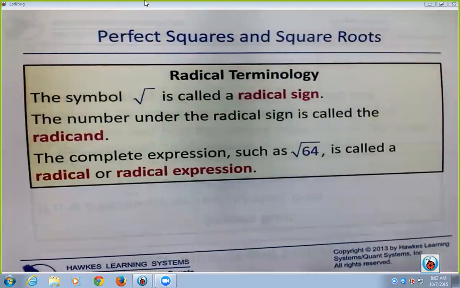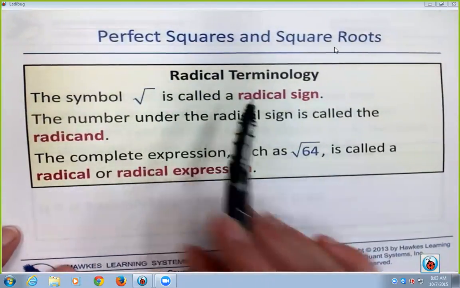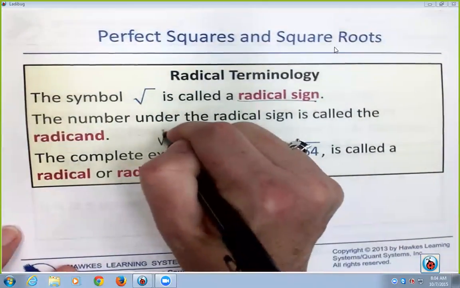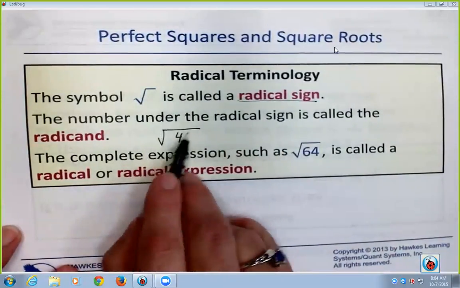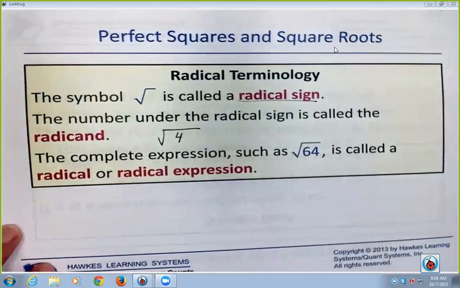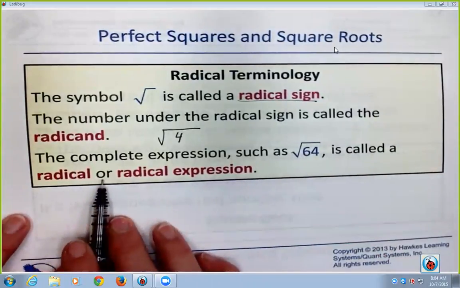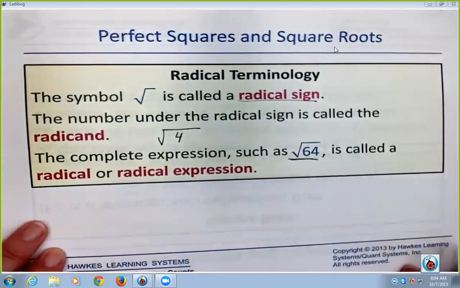So first off, we need some definitions of what our values happen to be and what we're looking at. We have the symbol, which is called the radical sign. The number underneath the radical sign is called the radicand. And if I put a 4 under here, I have a square root, and I have a number 4. The 4 is representing the radicand, and that ends up being the thing that we're going to work with. So an expression such as the square root of 64 is called a radical, or a radical expression, meaning that we have something that we have to solve in there to come up with it.